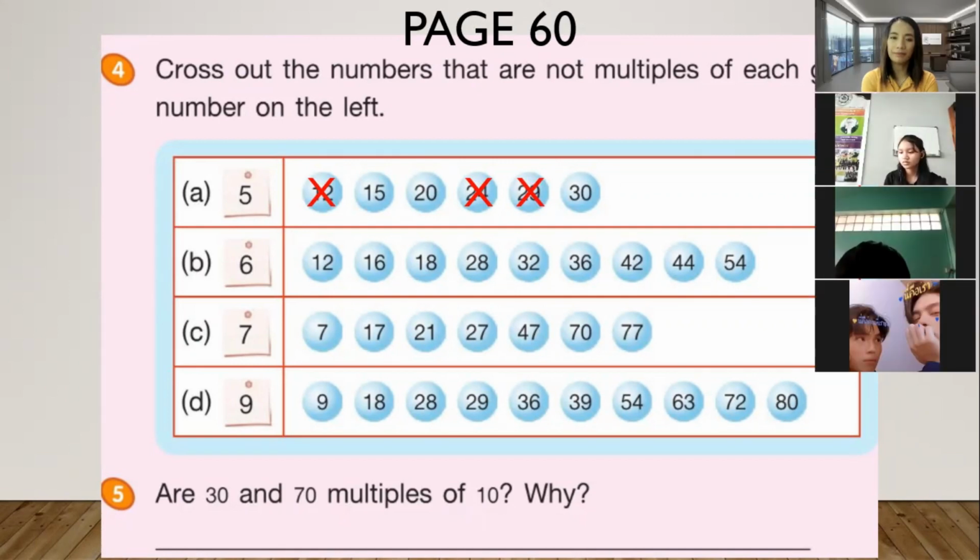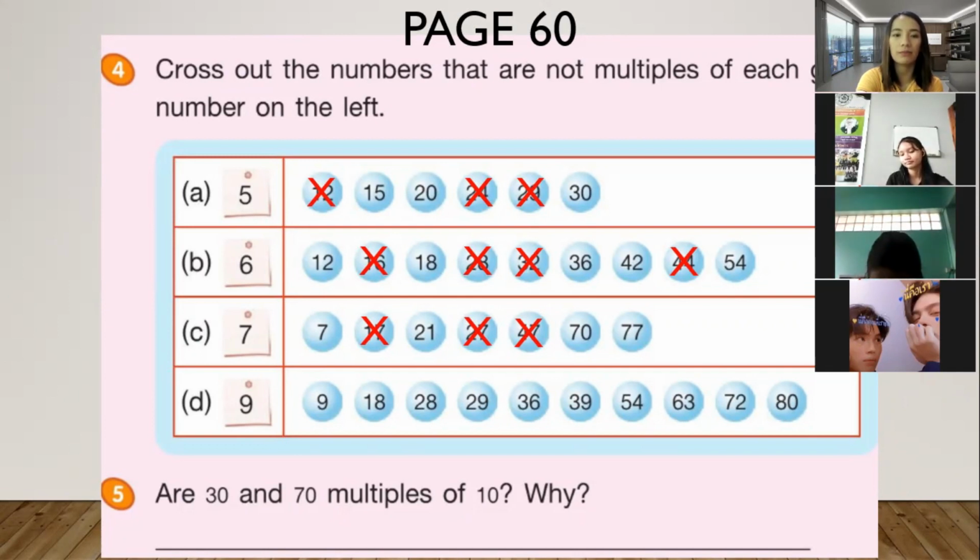Very good. Letter B: 16, 28, 32, and 44. Very good, Jenny. Next, letter C. What are the numbers that are not multiples of 7? 17, 27, and 47. Do we have more? No more. Okay.